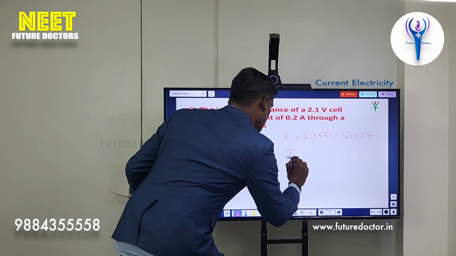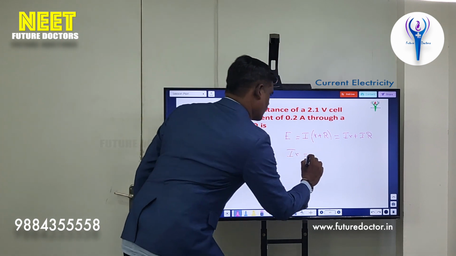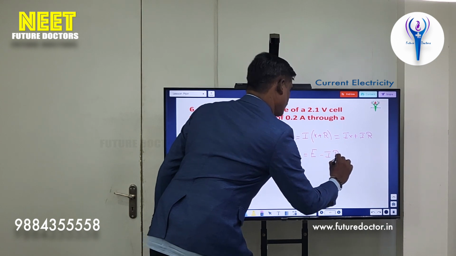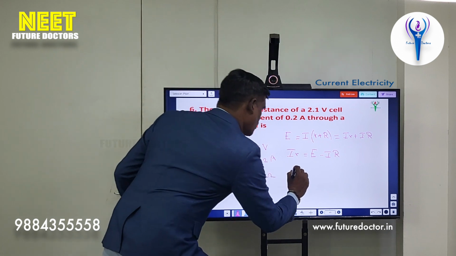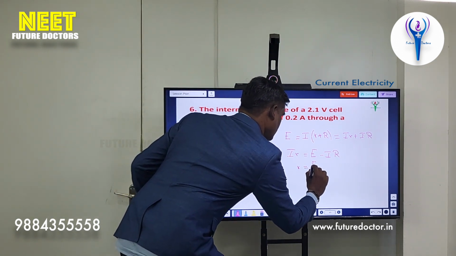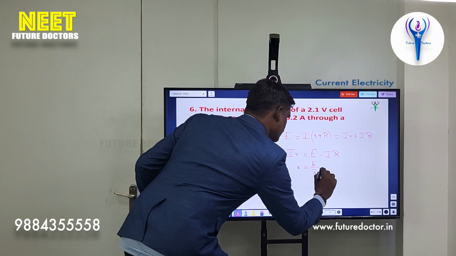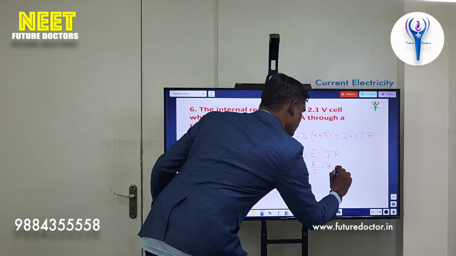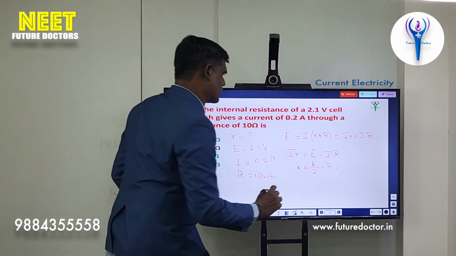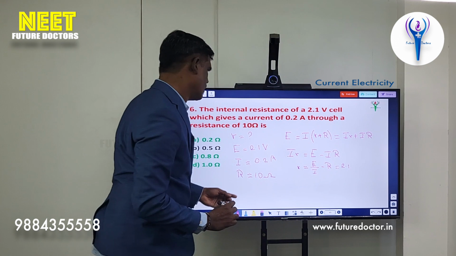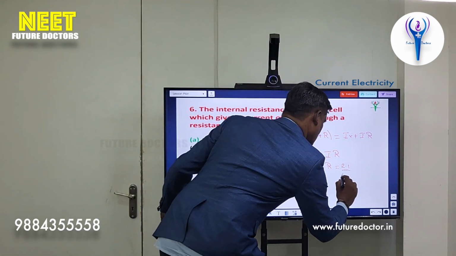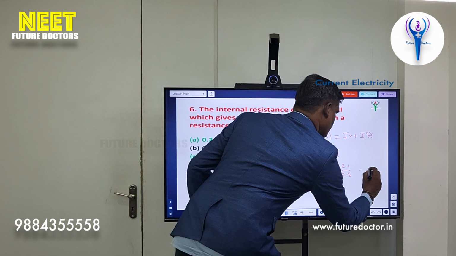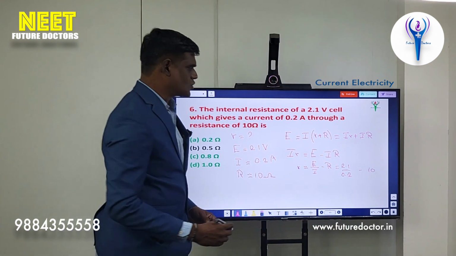That is I r equal to E minus I R. Now small r only we want to find. So r equal to E by I minus I R by I, where the I gets cancelled. Therefore minus just R. Now substitute the values. E is 2.1, I is 0.2, and then minus R, minus 10. To simplify this, as usual, multiply and divide by 10 here.